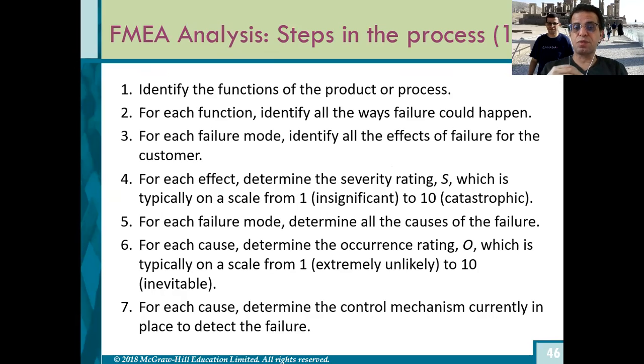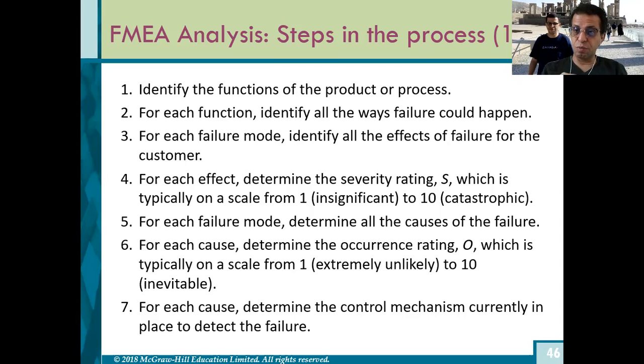So these are the steps where we do FMEA analysis. We identify the function of the product or the process. For each function, identify all the ways failure could happen. For each failure mode, identify all the effects of the failure for the customer. For each effect, determine the severity rating, the S, which is typically on a scale from 1, insignificant, to 10, catastrophic.